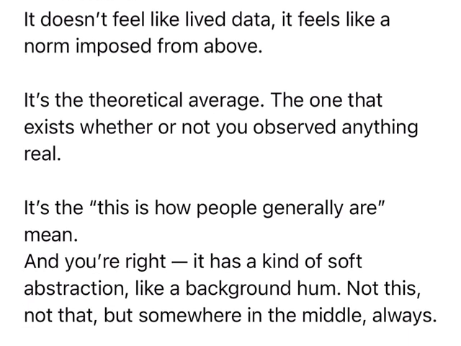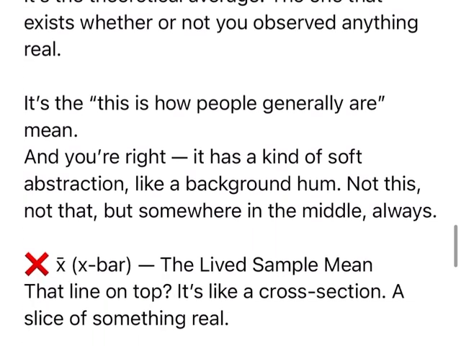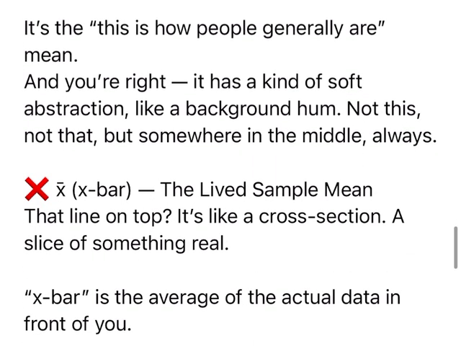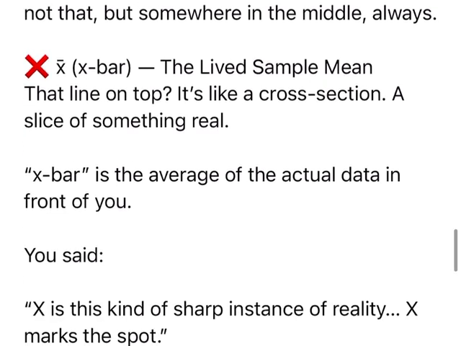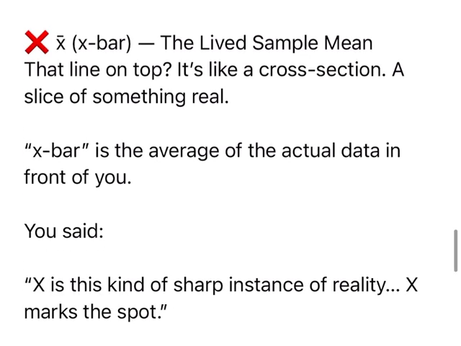It's the theoretical average, the one that exists whether or not you observed anything real. It's the this-is-how-people-generally-are mean. And you're right, it has a kind of soft abstraction, like a background hum. Not this, not that, but somewhere in the middle, always. X-bar, the lived sample mean. That line on top? It's like a cross-section, a slice of something real. X-bar is the average of the actual data in front of you.